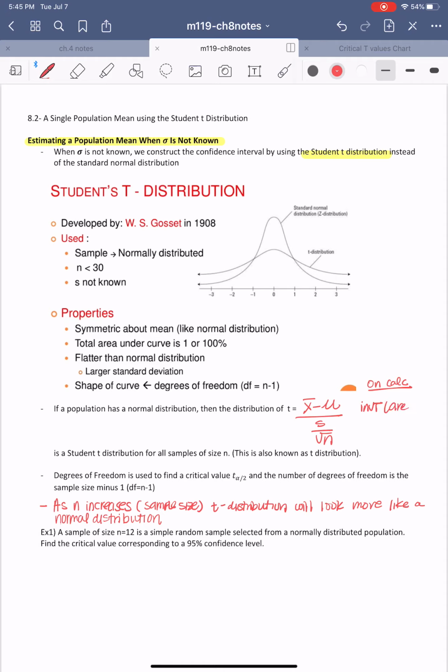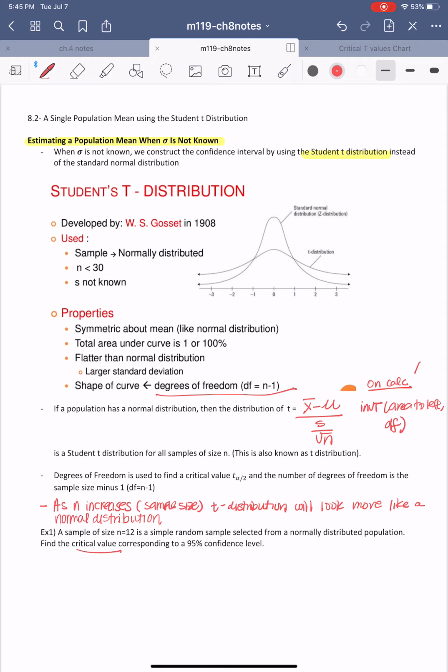You enter the area to the left, and then you put the degree of freedom value. Just the two numbers. What is the degree of freedom? Sample size subtract 1. So let's do a little bit of a practice problem calculating the critical value.